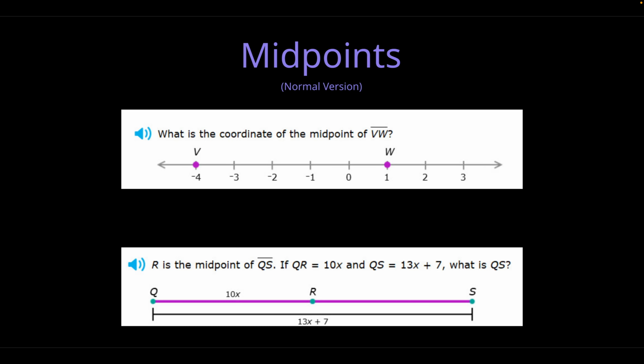Hello everyone and welcome back to another math video. Today we're going to be talking about how do you find the midpoints. So similar to the problems you see up on the screen here.